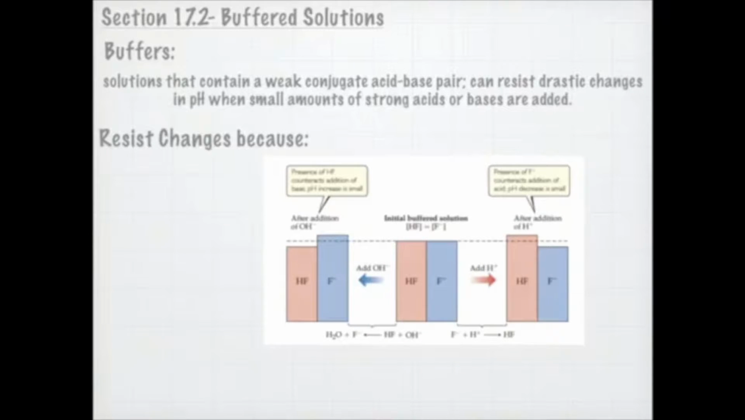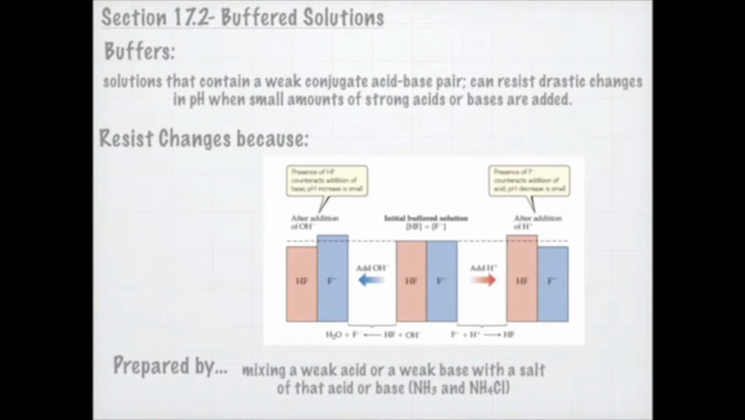In contrast, if I add a strong acid, H+, then the fluoride ion is going to act as a weak base with that strong acid, and it's going to produce hydrofluoric acid, which is a weak acid. Again, it causes the pH to decrease, but only slightly, not as much as if hydrogen ions were allowed to exist in solution by themselves.